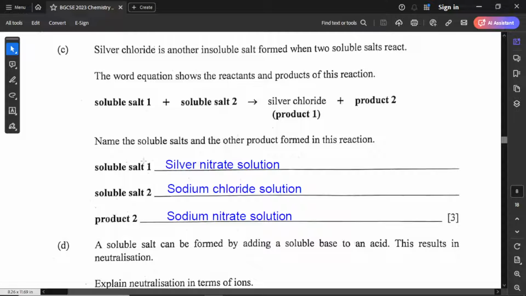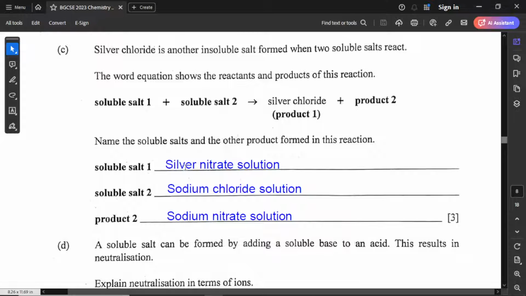What we know here is that for soluble salt 1, it doesn't matter which one you put before the other, but in terms of preparing silver chloride, you need something with silver. So we could use silver nitrate as a solution. In fact, nitrates are normally soluble. That's the important thing right there. Hydroxides are normally soluble as well. And then another salt that we can use here is sodium chloride.